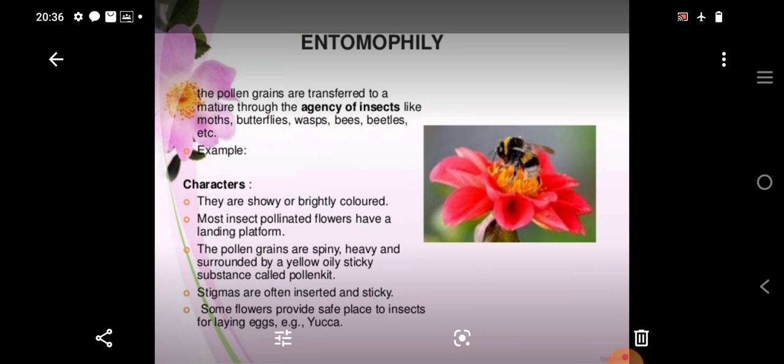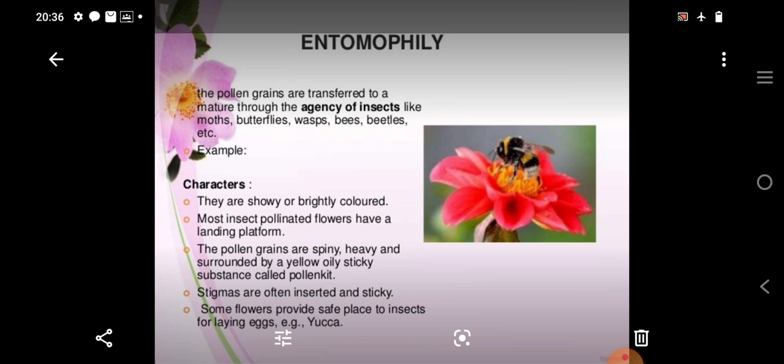They are showy or brightly colored, means they are bright colored so that they can attract insects towards them. And most insect pollinated flowers have a landing platform, because the insect has to sit there. And the pollen grains are spiny and quite heavy in weight. They are surrounded by a yellow sticky oily substance called pollen kit. Because the pollen has to attach to the body of the insect, the pollen grains are quite sticky, or they have a yellowish or oily coating over the surface. And the stigmas are also sticky, so that the pollen can easily stick over it.